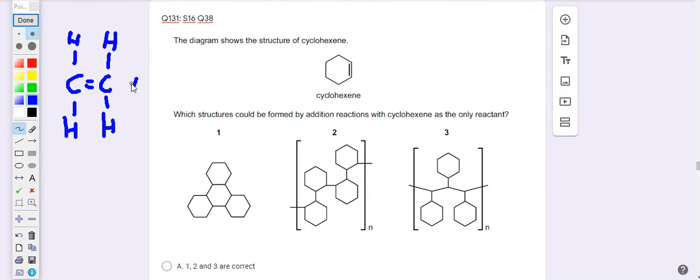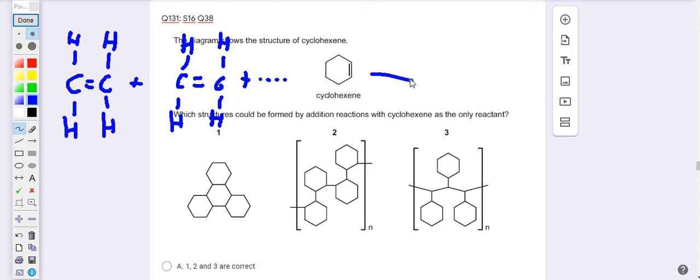Now, if I have n number of ethene, and just put them side by side, they will react with each other and form a polymer, a polymer that looks like this: C C, C C, H H. Now, no more double bond.